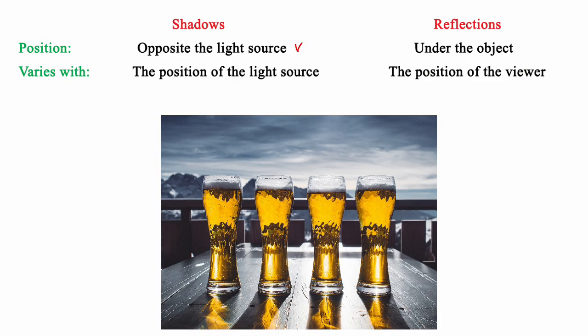The shadows are opposite the light source, so it varies with the position of that source. And here, the side of the glasses cause these shadows that radiate out because the sun is in the middle up here somewhere. Reflections, on the other hand, are always underneath the object like these yellow flames. So they vary with the position of the viewer.